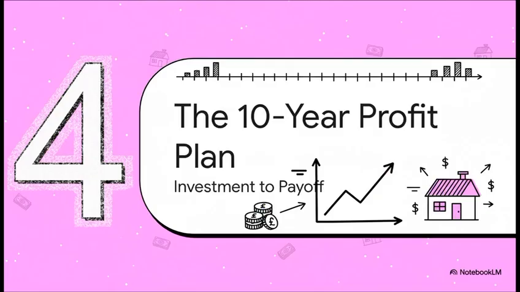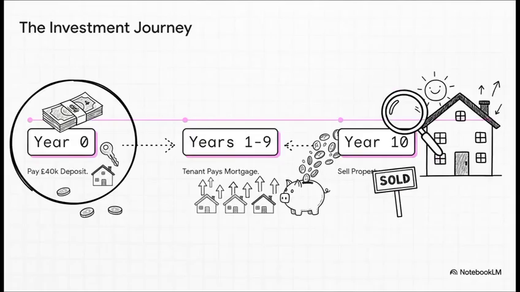So that brings us to the long game. How does this initial investment actually turn into a real payoff? Well, the source lays out a 10-year profit plan. So here's the whole journey laid out on a timeline. It starts at year 0, when you put down your £40,000 deposit. Then, for the next 9 years, your tenant is basically paying down your mortgage for you. And the final step, at the 10-year mark, is to sell the property.